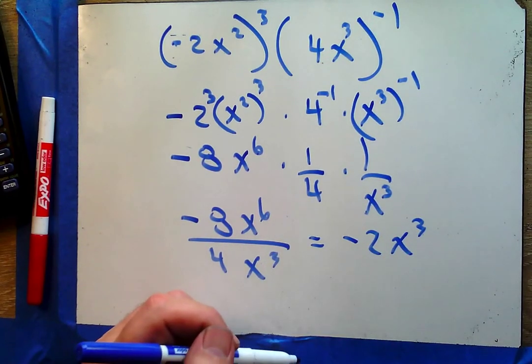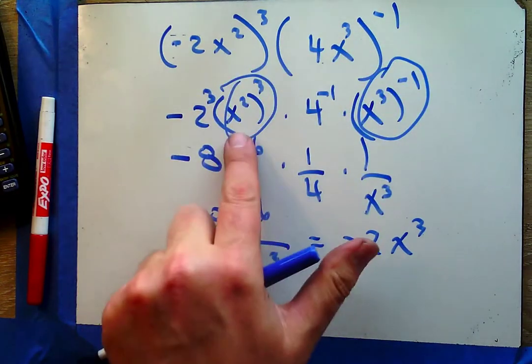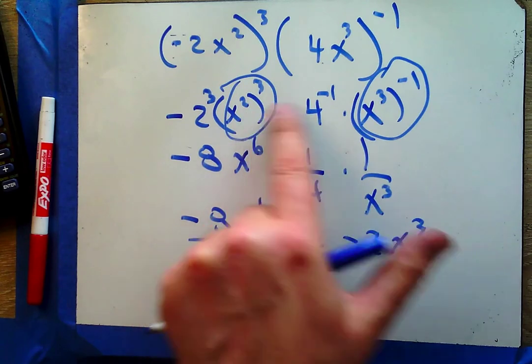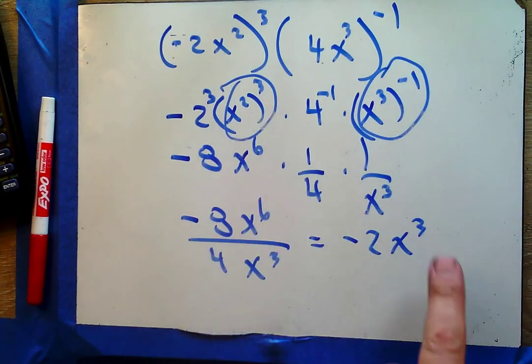All right? We could have here said, oh, look, the bases are the same and we're multiplying. We can add these exponents, negative 3 and positive 6, to get positive 3. Okay?